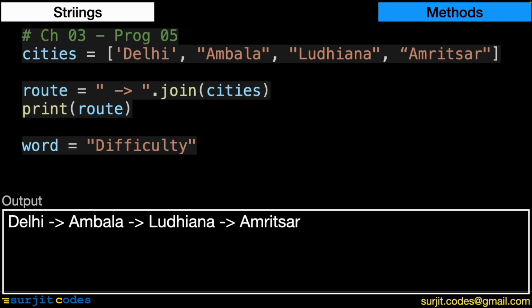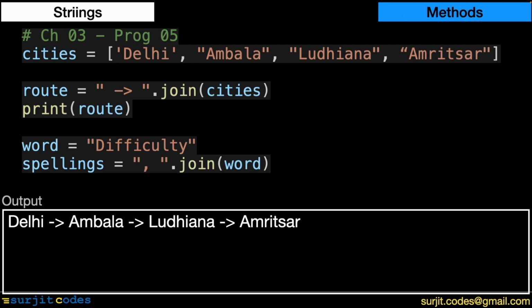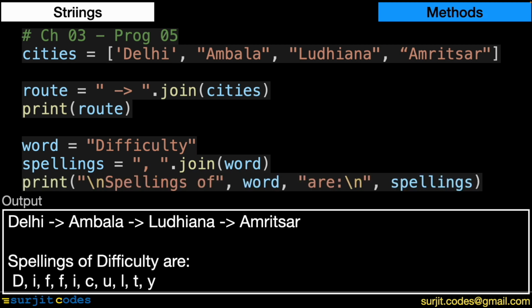String is itself an iterable. We use a comma and a space to join the characters of the word difficulty to get its spellings. \n in a string is a new line marker. If present in the beginning of the string, it gives a blank line, and in the middle, it breaks the line into two.